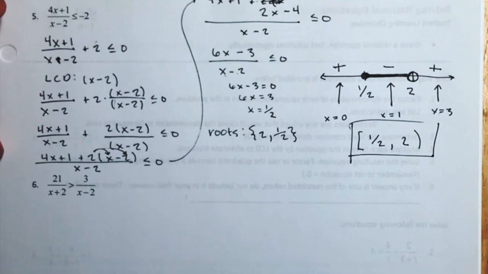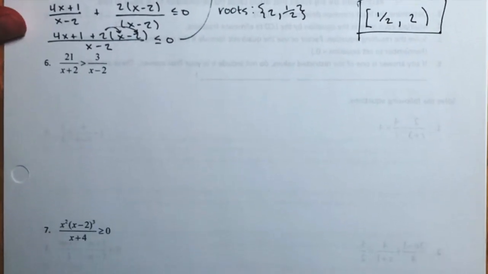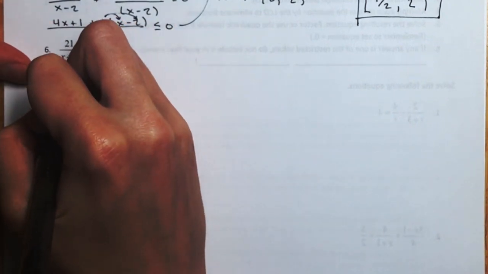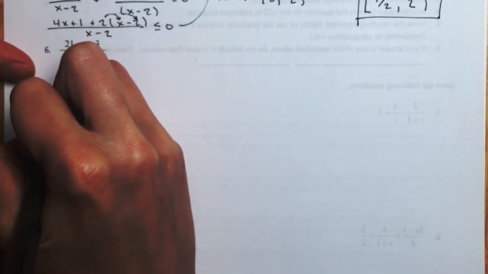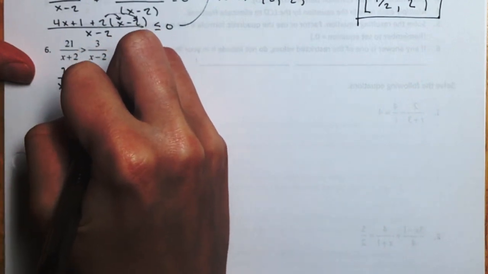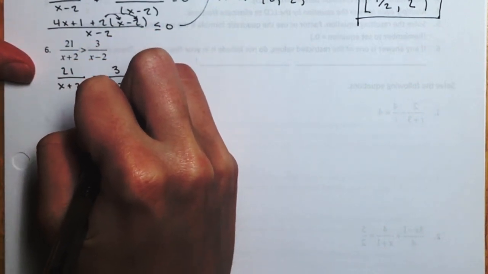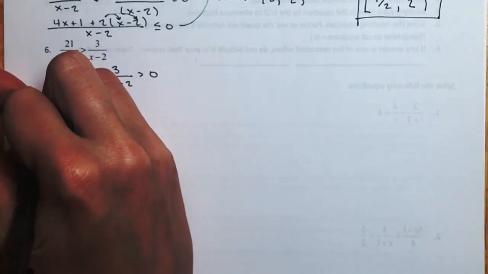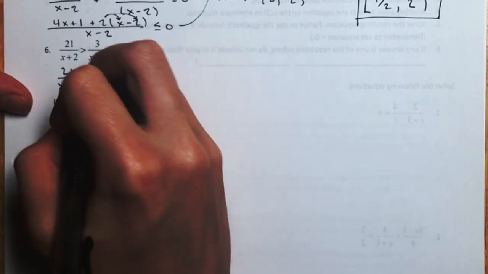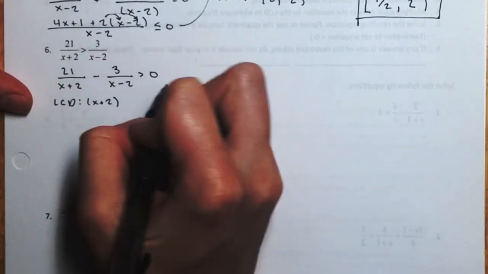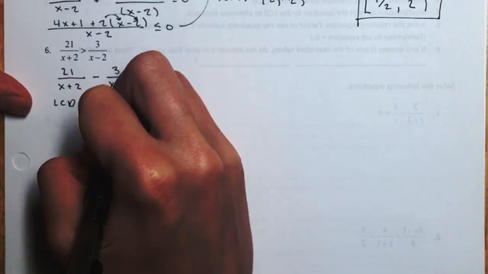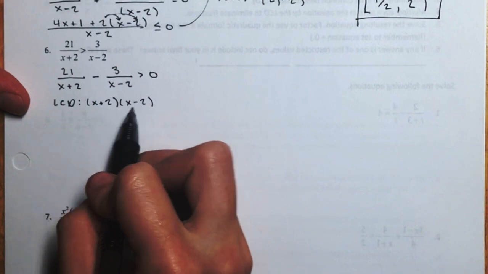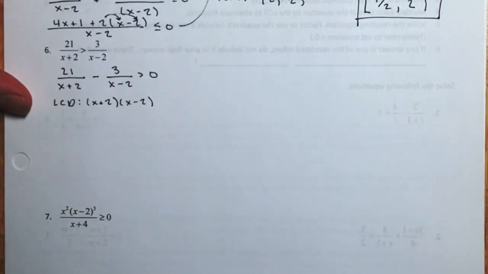All right, I want to do number 6 really quick. So let's subtract over. I look for the LCD. Look at this first term. We need to add all of the factors. Look at the second term. That's not included already, so we add that one in. So we want to have this least common denominator on both of these fractions.